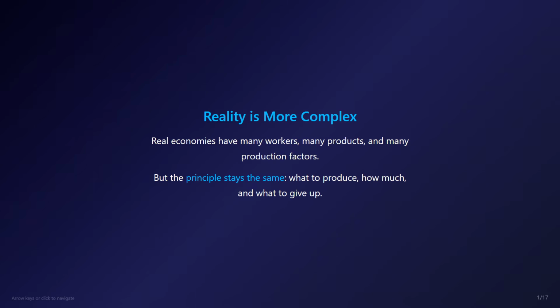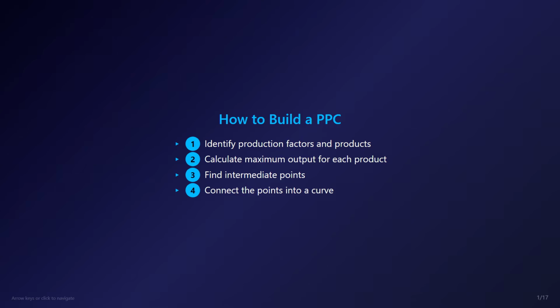First, identify the production factors and the products. Second, calculate the maximum production quantities of each product separately. Third, find intermediate points where the production factor is divided between the two products. And finally, connect the points to get the production possibility curve.